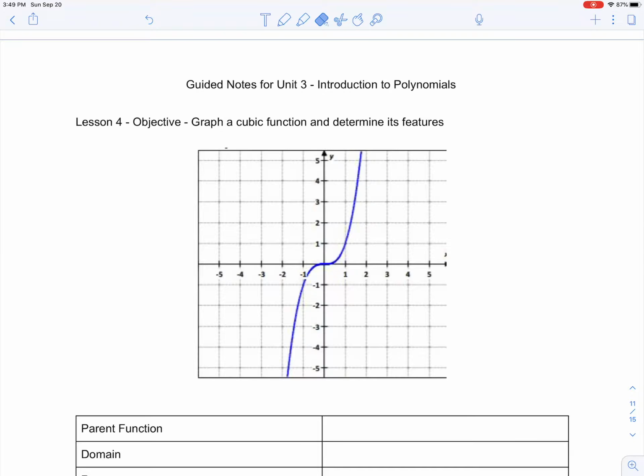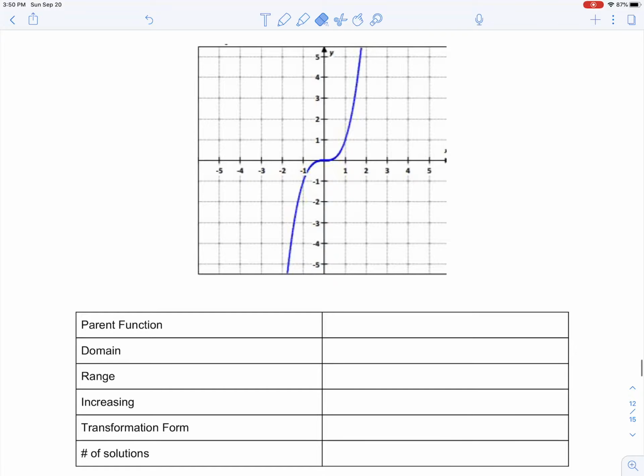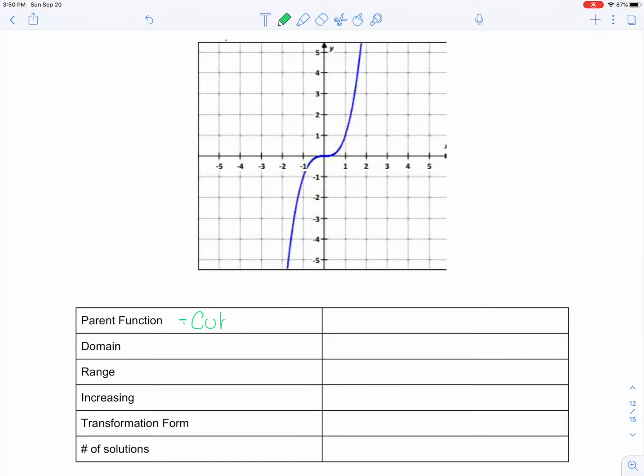Okay, boys and girls, this is Guided Notes for Unit 3. This is Lesson 4, and in this lesson, we're going to graph a cubic function and determine its features. So, what you're seeing in front of you is considered a cubic function. The parent function is a cubic function, and it's given y equals x cubed.